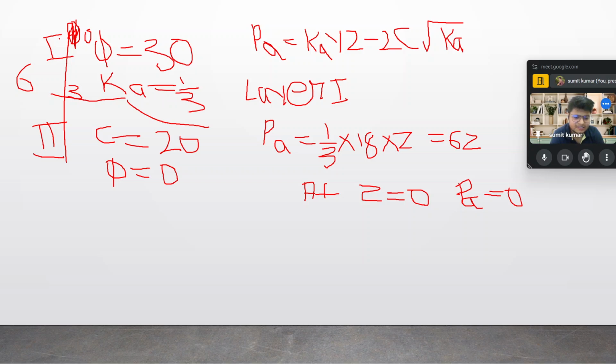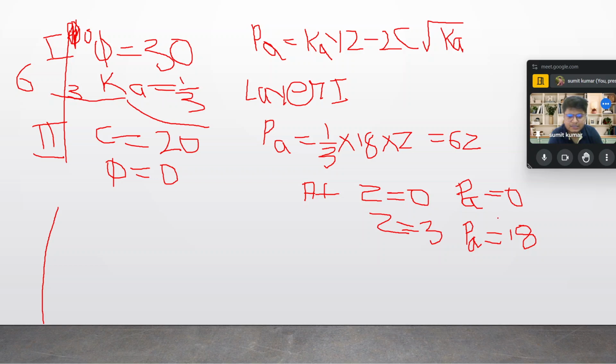Okay. And are you getting my point now? Yes, sir, I understand now. So that is why when I say at Z equal to 0, the value of PA equal to 0. So when we plot this graph, we say 0, and at Z equal to 3, this PA is going to be 6 into 3, because when we put Z equal to 3, this is going to be 6 into 3, 18, right?